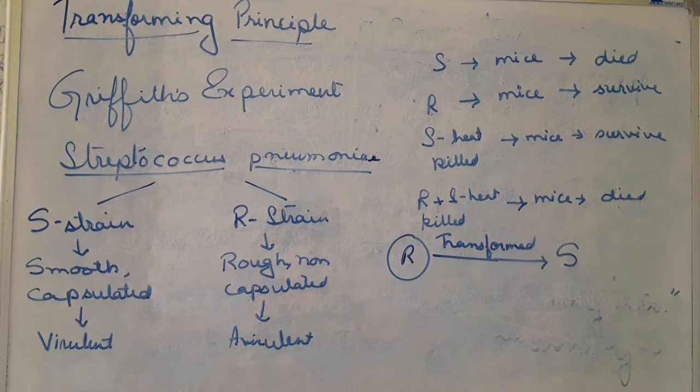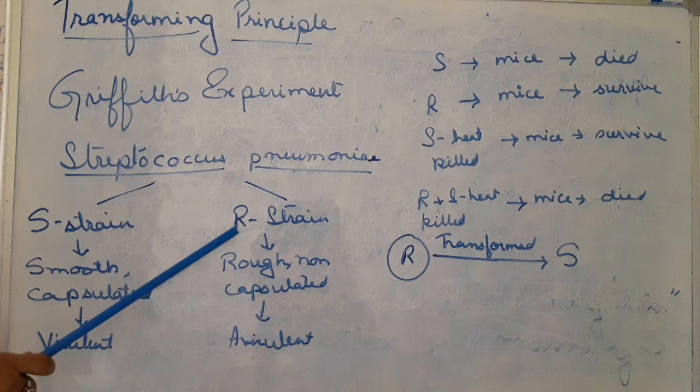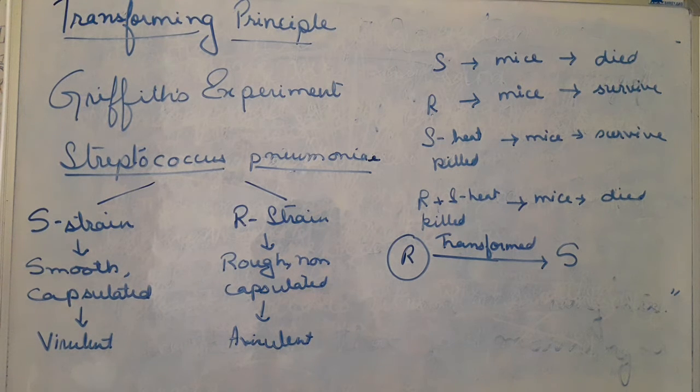material. Now this was properly explained by Frederick Griffith, who first performed the transformation experiment. He selected two strains of Streptococcus pneumoniae, that means the pneumonia causing bacteria. He took two strains: one is the S strain or S3 strain, and the other is the R strain or R2 strain.